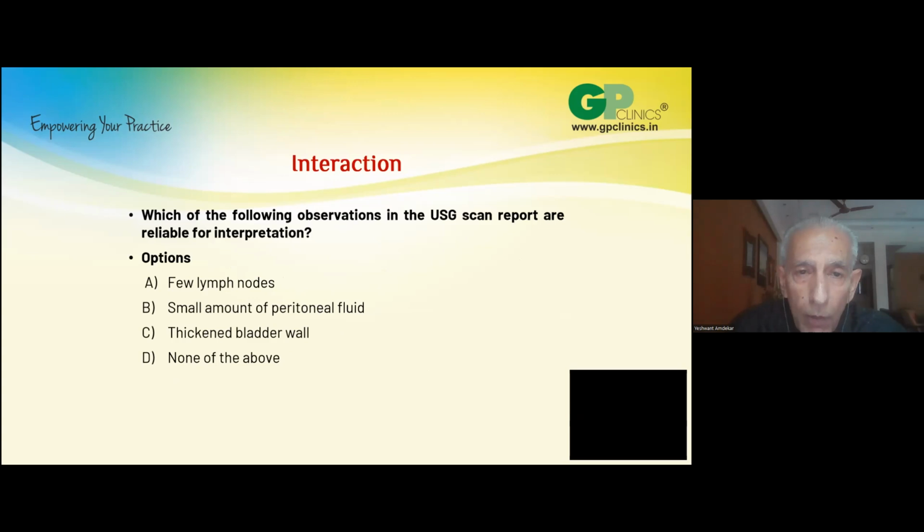Which of the following observations in the USG scan, the abdominal ultrasound report, are reliable for interpretation? Which of the following observations reported by the sonologist on abdominal scan are reliable for interpretation? He has reported few lymph nodes. He has reported a small amount of peritoneal fluid. Also a thickened bladder wall. Or none of these are really reliable for any interpretation? Your time starts now.